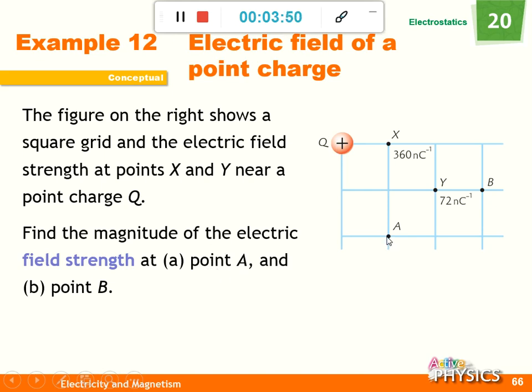Now look at point A. What should we do? First of all, we want to find the field strength. It means that you should put 1 unit of test charge on it. Actually, the value of the test charge is negligible. To find the field strength, it depends on the charge Q and also the distance. Focus on this Q and the distance between them. For B, similarly, the distance between them.